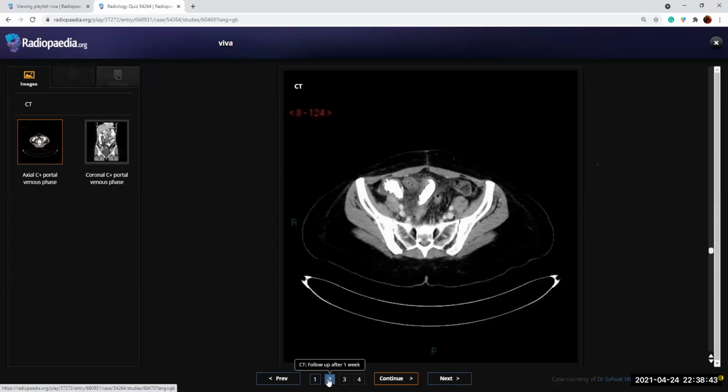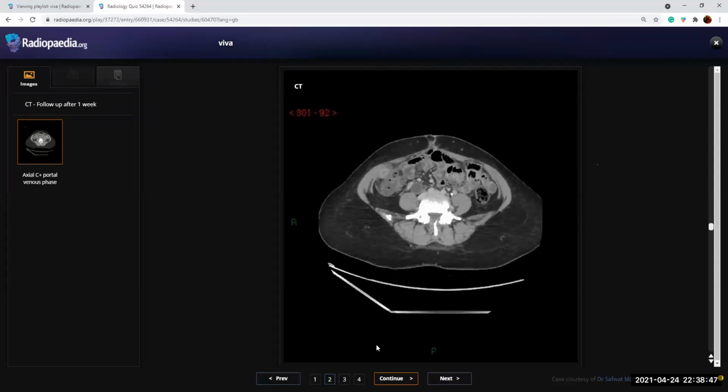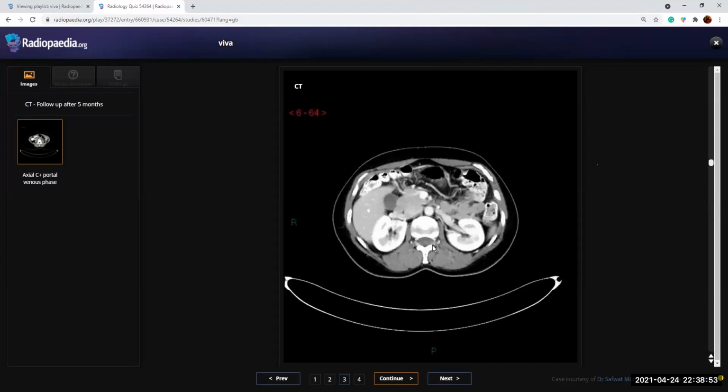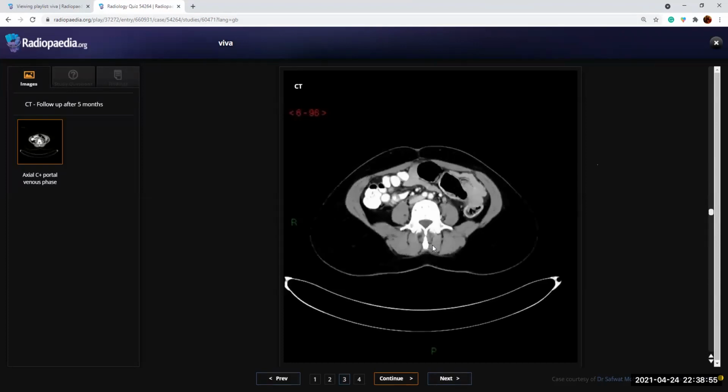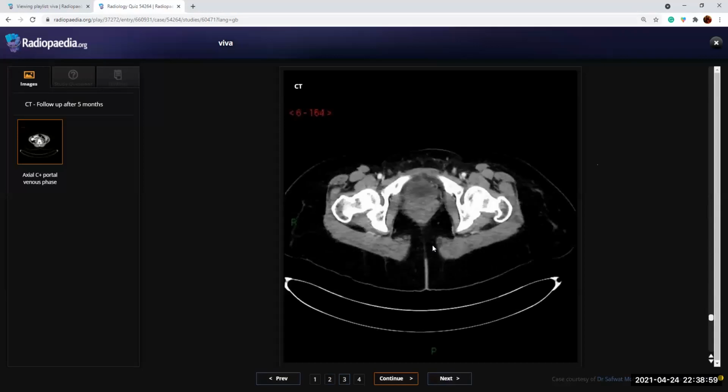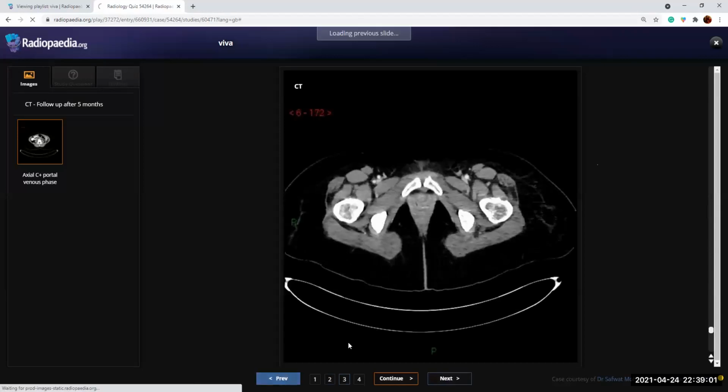And in fact, CT follow-up after 1 week. I think after they stopped, this is also the dilated one at 5 months. Yeah. And this is the follow-up one. In this follow-up one, the hydro has come down. And also the bowel wall thickening and all has come down. So that was a case of radiation enteritis.